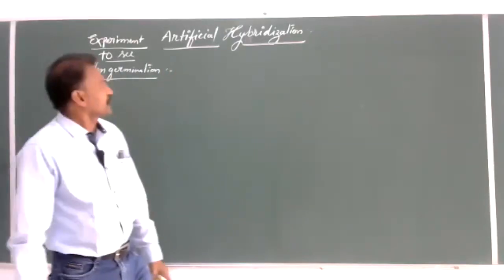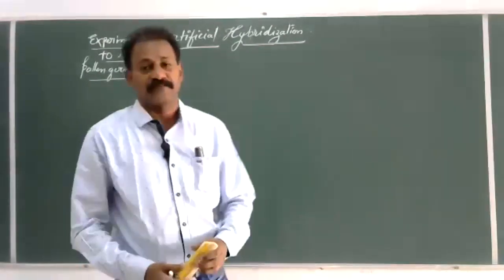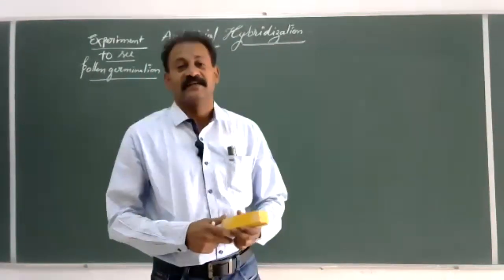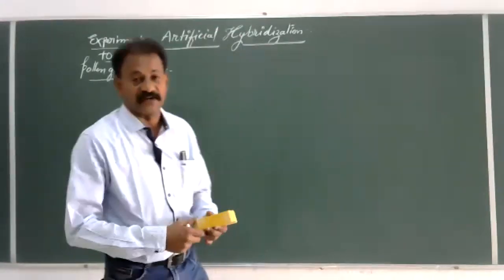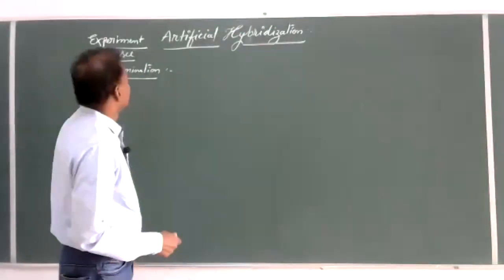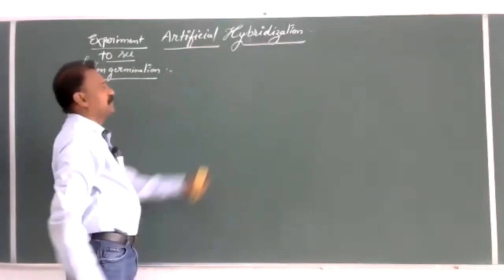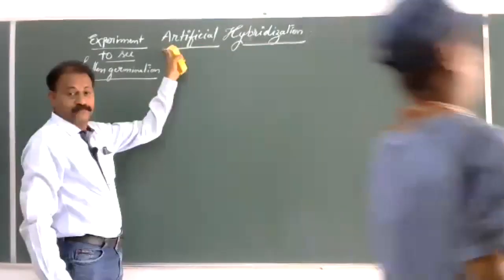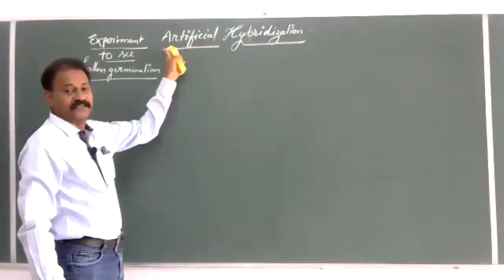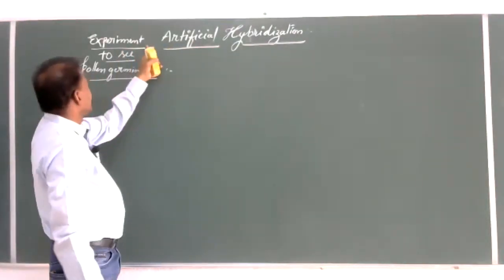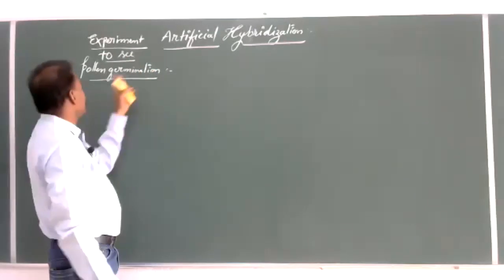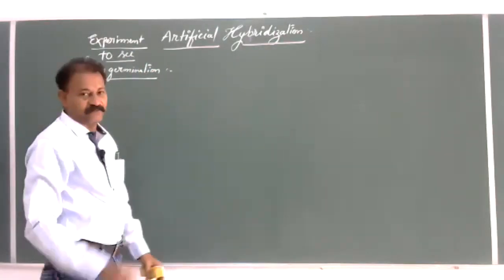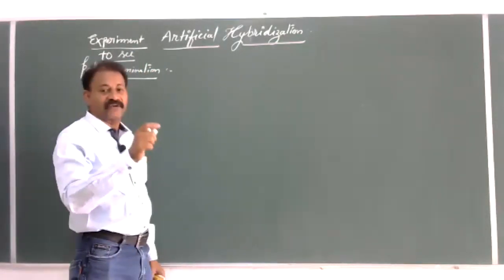Today's topic is artificial hybridization. As we have seen yesterday, the introduction for artificial hybridization. Before we enter into artificial hybridization, one small paragraph was cited in the NCERT textbook. That is a simple experiment to see pollen germination from normal, usually available flowers.